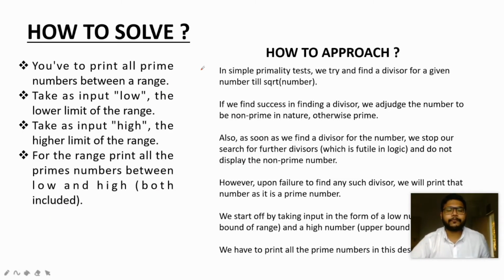Now, how can we solve this problem? We can solve this problem by first assigning the range, the lower range as well as the high range. When we complete assigning the range, we have to find the prime numbers present within that range. That means we have to solve this keeping the range in mind. Now, how can we approach this one? We can approach this by keeping two things in mind: the prime numbers as well as the time.